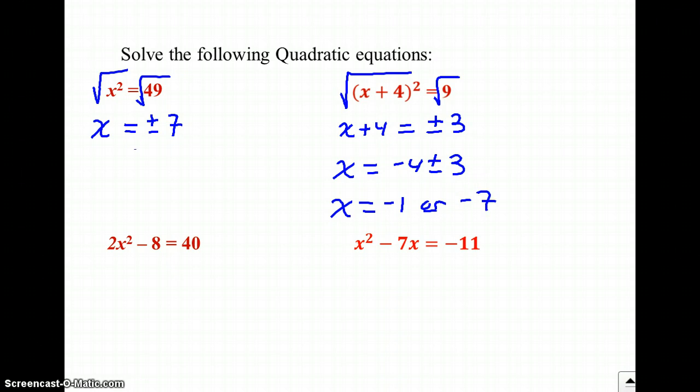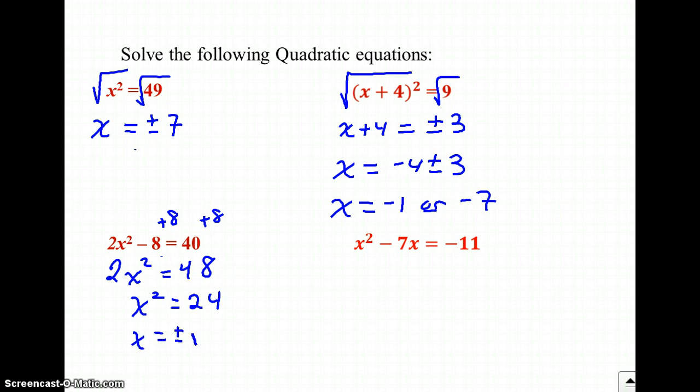We got two solutions for the first one. We've got two solutions for the second one. We should probably have two solutions for this third one. Let's start by adding 8 to both sides. So we get 2x squared equals 48. Divide both sides by 2 and take the square root. Don't forget the plus and minus.